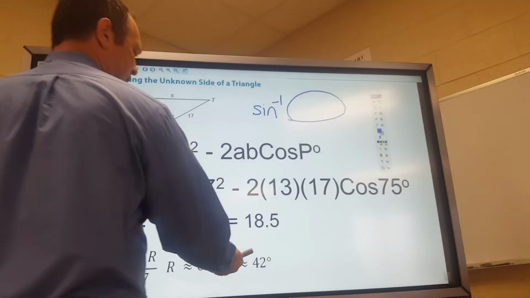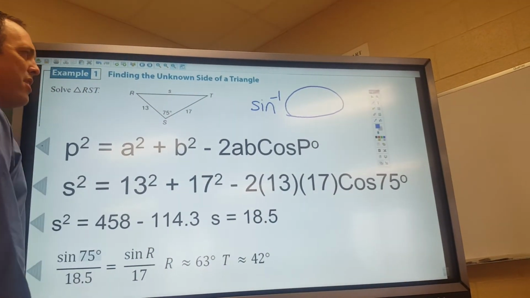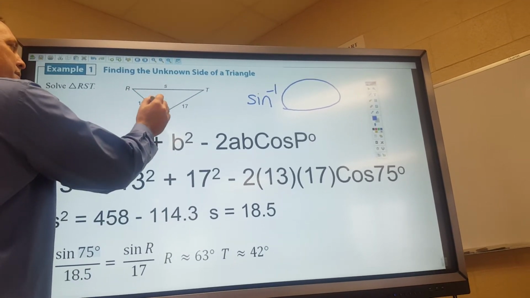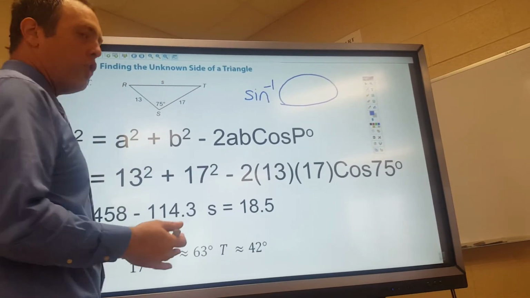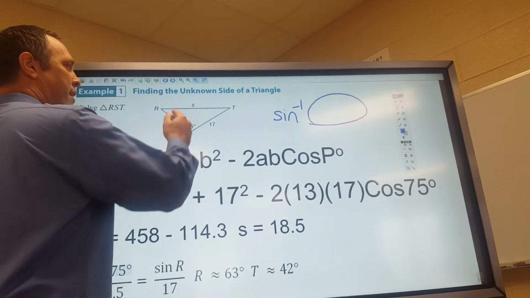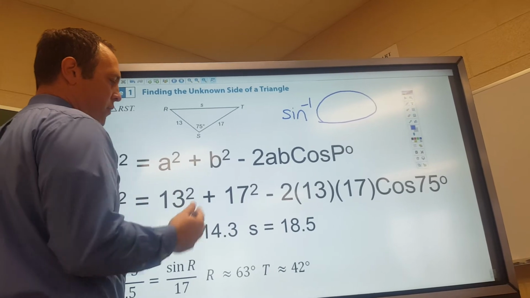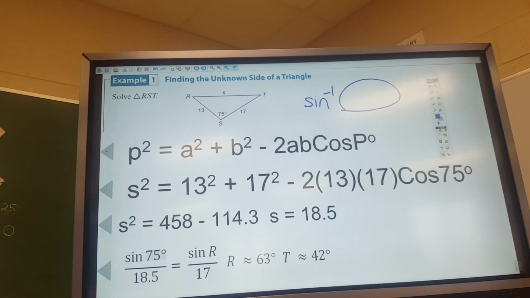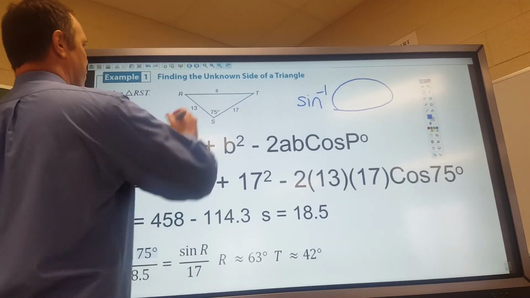Now you see we've got t is equal to 42. How did I know it was about 42? Well, since we have r is 63 and s is 75, we don't need to use anything complicated like the law of sines or cosines. We know that the sum of the three angles of a triangle is 180. So we take 63, add 75, subtract from 180, and you get 42.